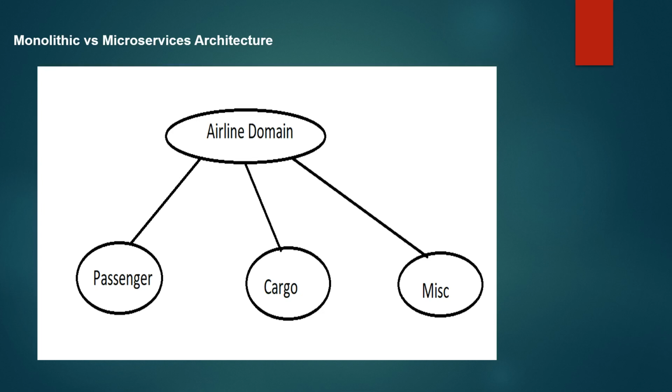If we talk about microservices in the same domain, we will create three different microservices. It could be passengers, cargo, and miscellaneous. In that case, later on, if we get some other requirement or other type, we can add it to the respective different microservices. Each and every service has its own component and its own DB. So this is the monolithic and microservices architecture.